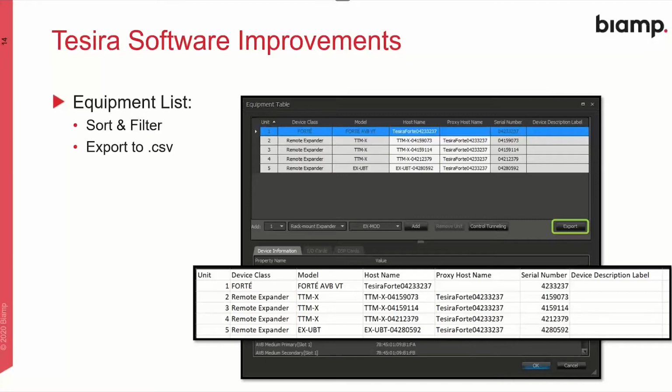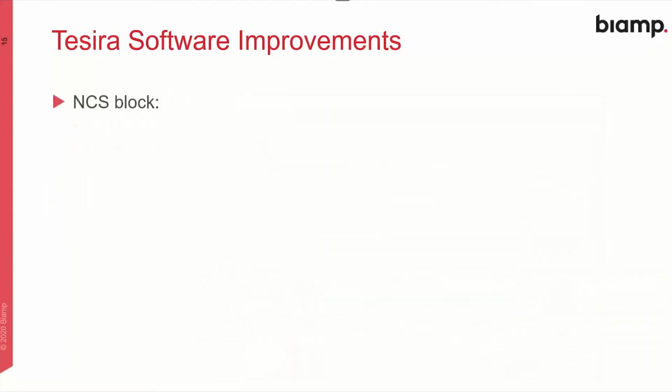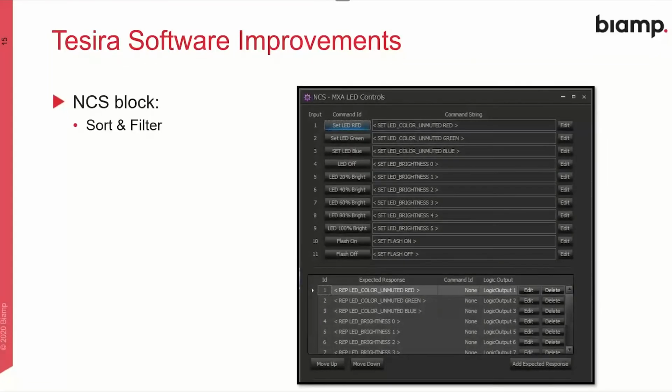So really handy, again, kind of a creature comfort, but common format CSV, you can import it and read it in other programs other than Tesira. Similarly, the NCS block, so NCS block is network command string block. This is our now bidirectional control block that we added the bidirectionality back in 3.15, so back in May of this year. And we've added the sort and filter option here as well.